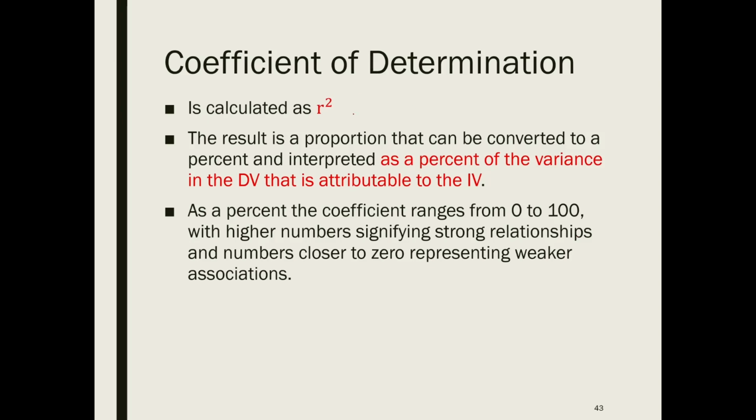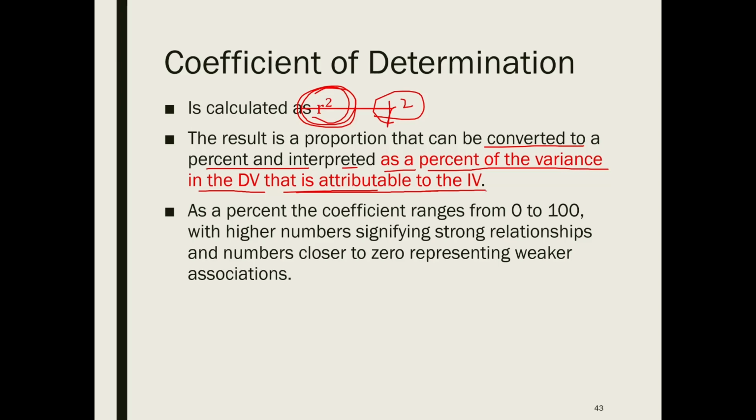We also want to explain the coefficient of determination, which we calculate as R square. R square is easy: you just square the R. The R square is a proportion that can be converted to a percent, and, this is very important, it is interpreted as the percent of the variance in the dependent variable that can be explained by the independent variable.